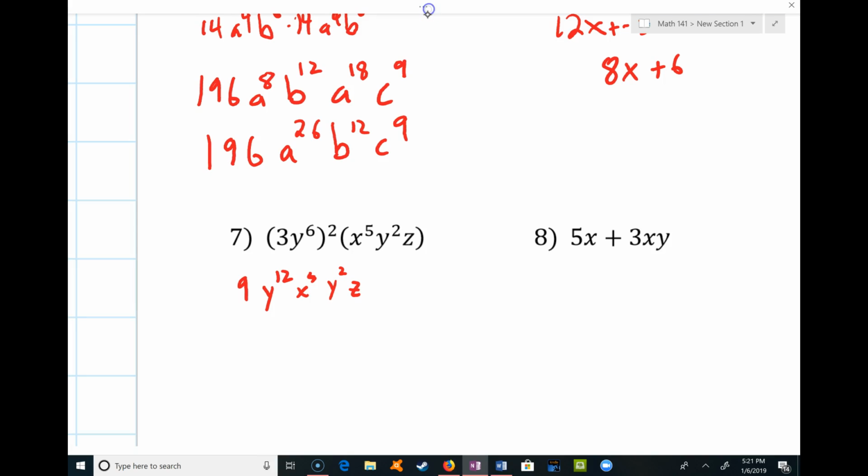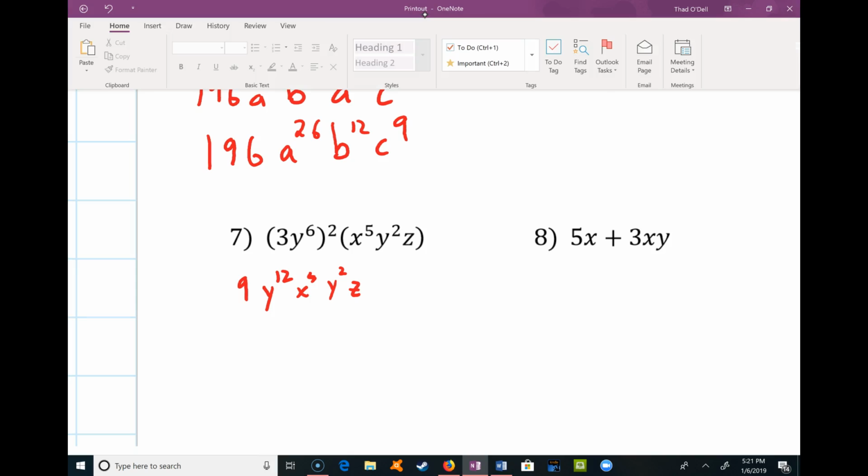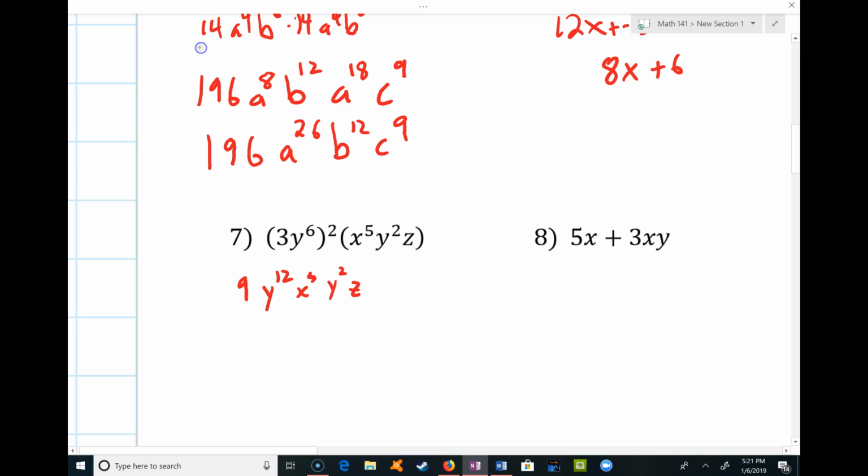I think I'm going to make that a little thinner. There we go. This will be easier to see now.